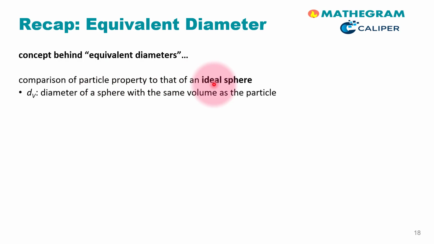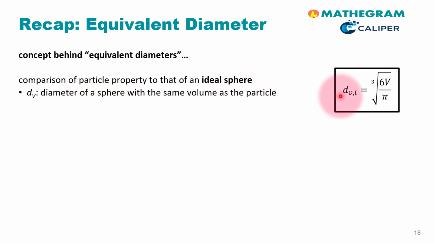This is best illustrated with an example, namely that of dV. This is the diameter of a sphere with the same volume as the particle. We hence call dV the volume equivalent diameter. As shown here on the right, we consider V as the measured particle property. In our case, it is the volume, and we use this information to compute the diameter dV.